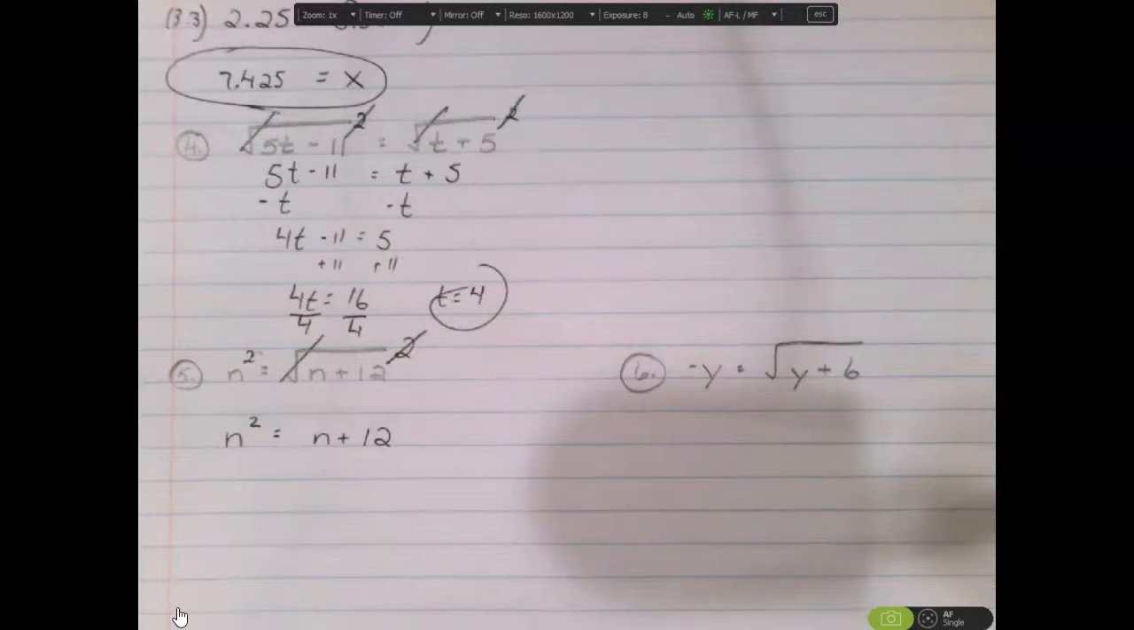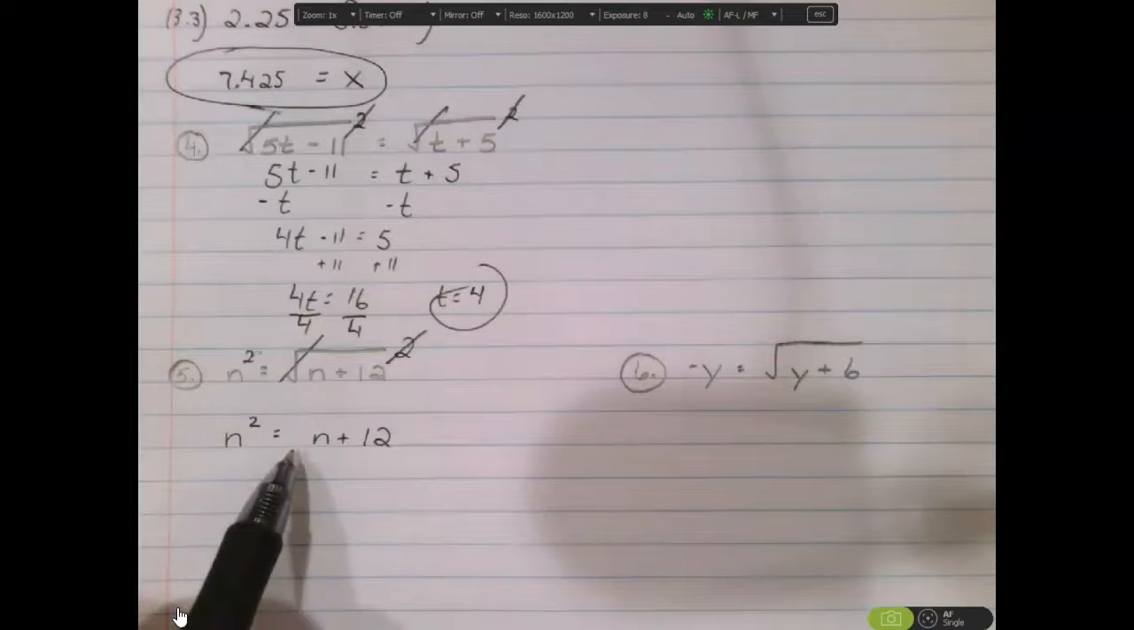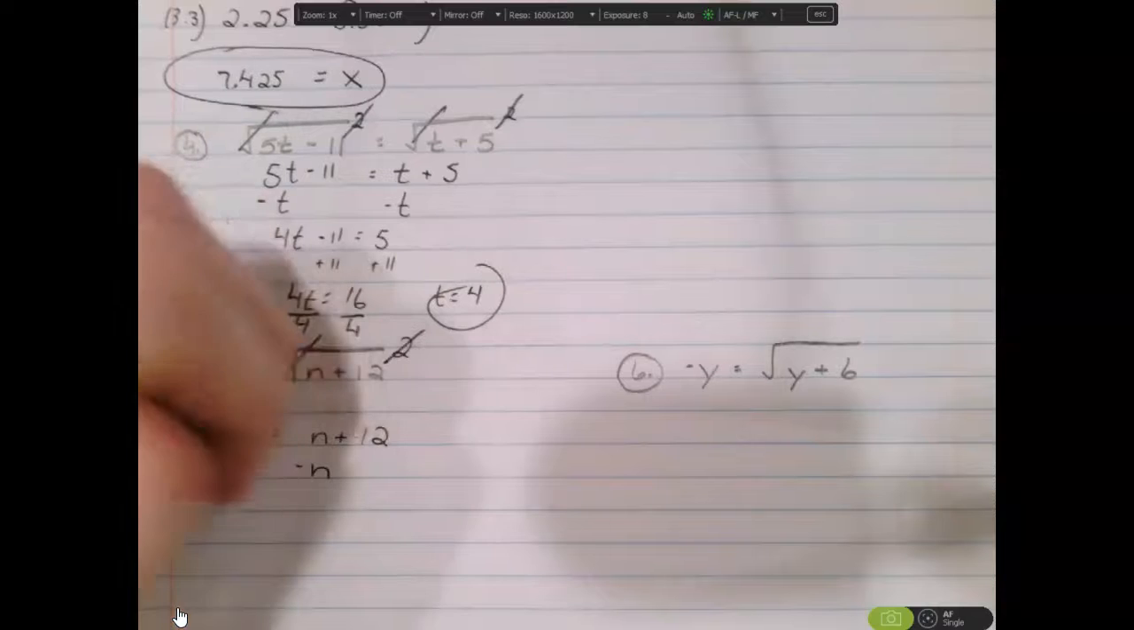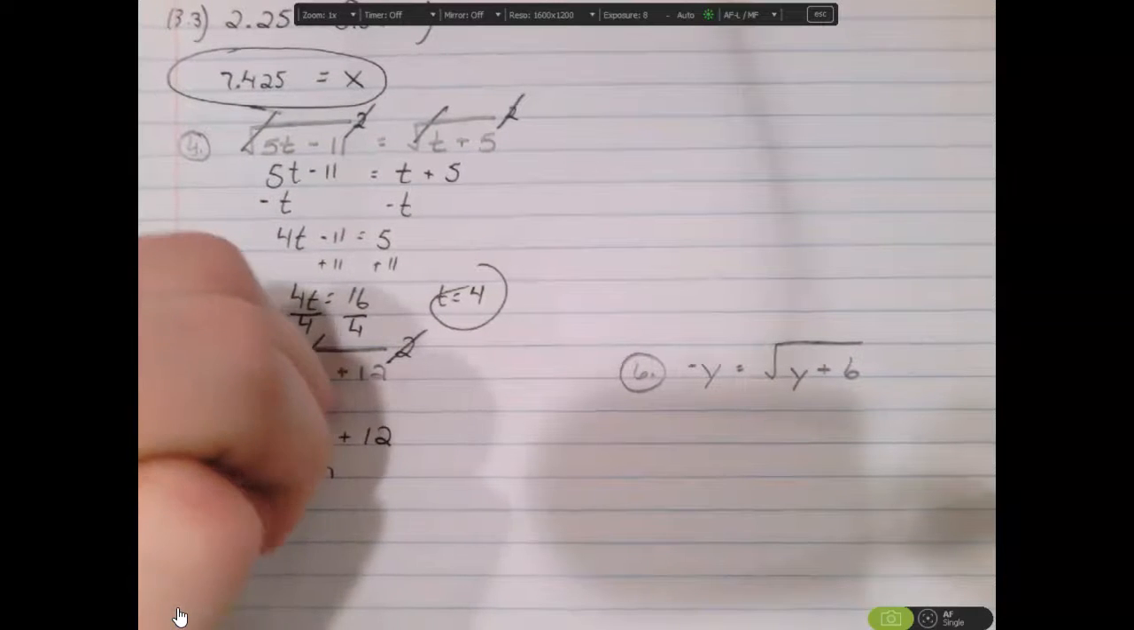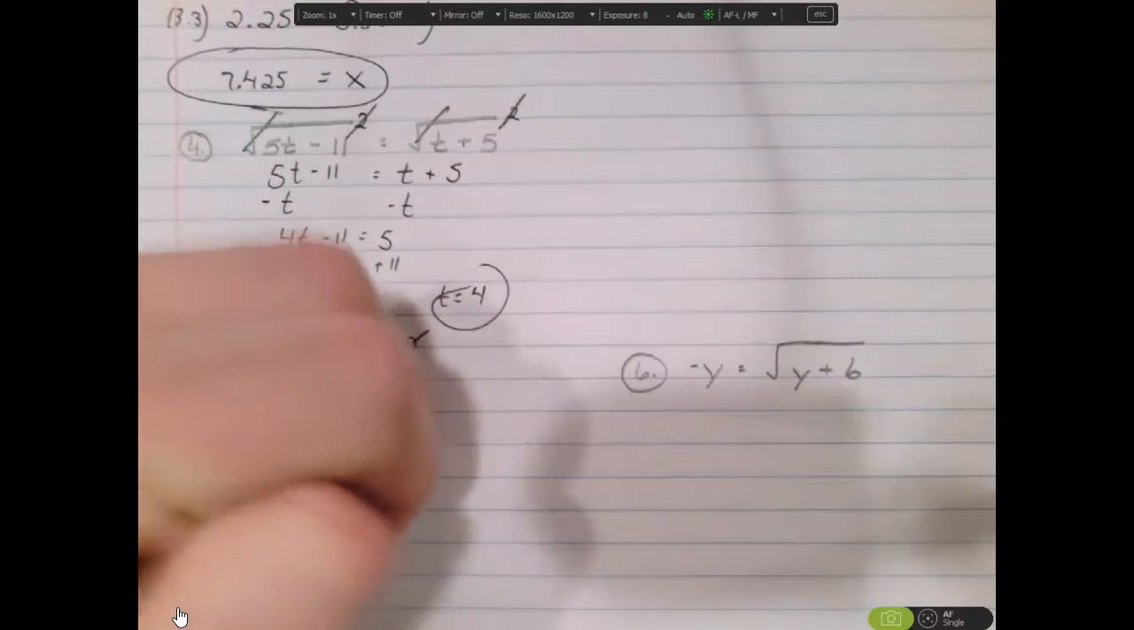I need to get all of this to the same side. So to get n to the other side, I'm going to do the opposite. It's positive, so I'm going to subtract it over. So minus n, minus n. So n squared minus n equals 12.